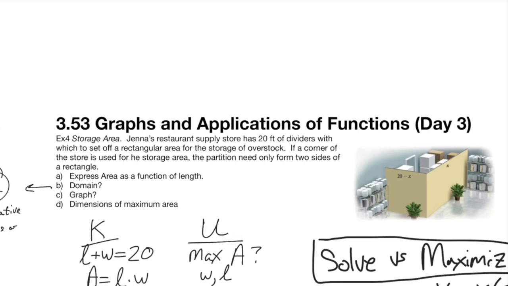Section 3.5, graphs and applications of functions, and we're going to have a whole lot of word problems. Just get ready for it. Word problem city. Here it is.